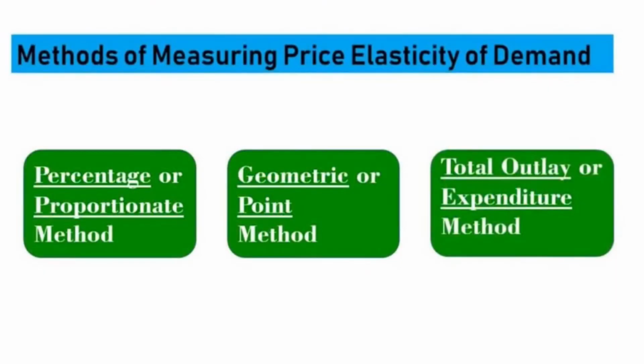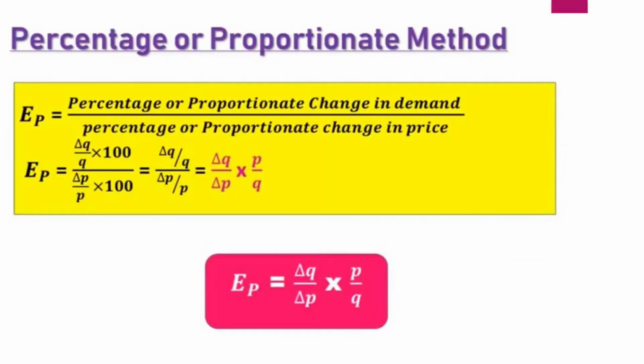This topic also covers methods of measuring price elasticity of demand. There are three main methods. What are the three methods? Percentage or proportionate method, geometric or point method, total outlay or expenditure method. First we can see the percentage or proportionate method.